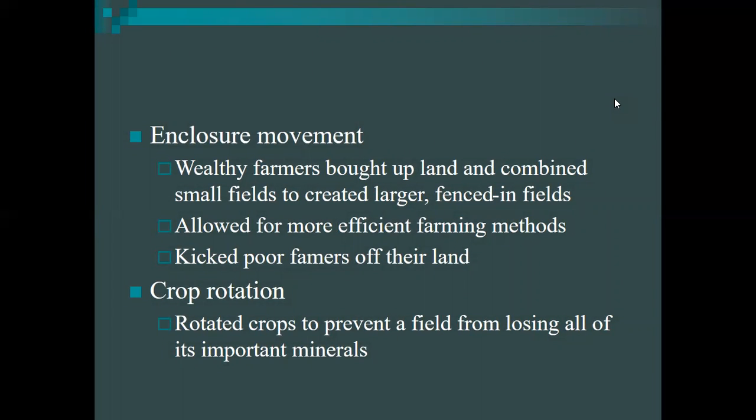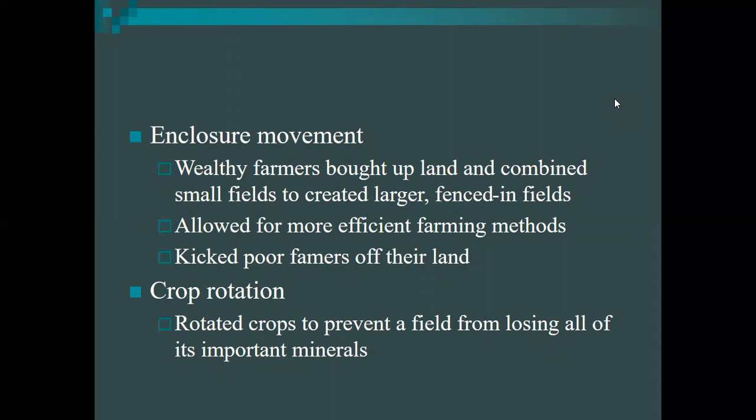Next, we have what's called the enclosure movement, right? And this is not necessarily a good thing for a lot of people. There are people that are very wealthy and they own a lot of land and they have a lot of money to burn. So what they do is they offer smaller farmers, say, hey, I want to continue to grow my farm. It's working really well. I can efficiently grow more stuff. So I am going to buy it from you. I'm going to give you some money.